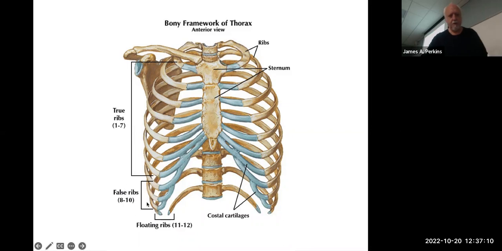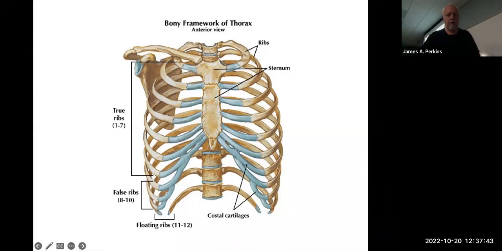The false ribs are ribs 8 through 10. They also wrap around towards the front of the body. They also have costal cartilages. But if you follow the costal cartilage of rib 8, for example, you follow it up, you see that the costal cartilage of rib 8 does not connect directly to the sternum. Instead, it connects to the costal cartilage of the rib above it. So the costal cartilage of rib 8 is connecting to the costal cartilage of rib 7.